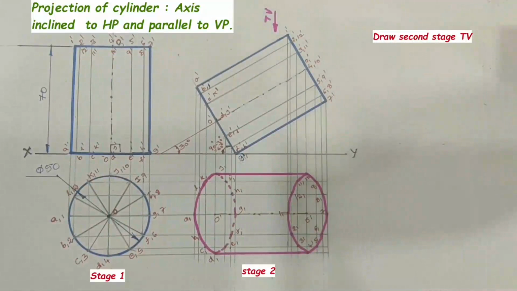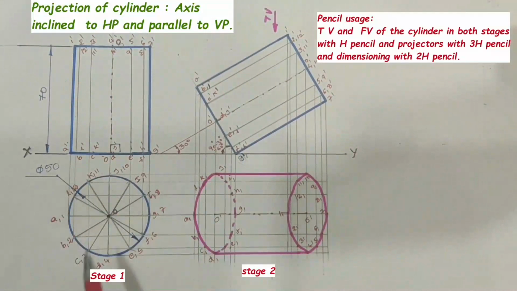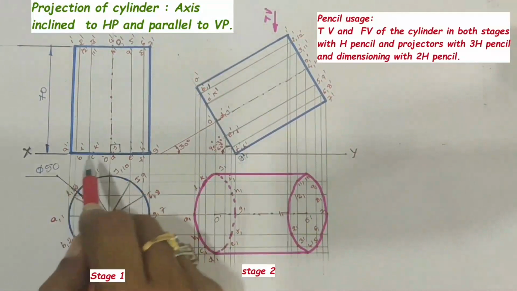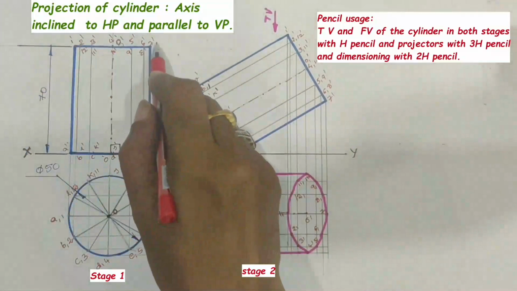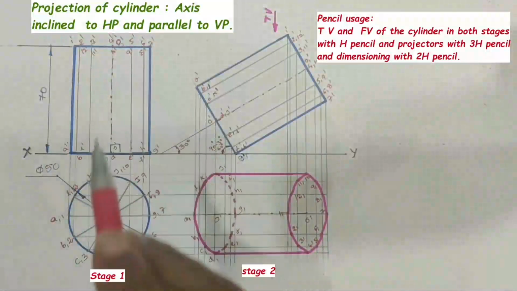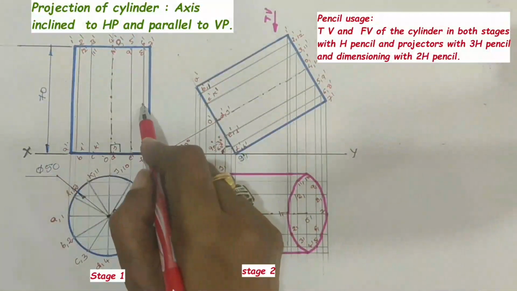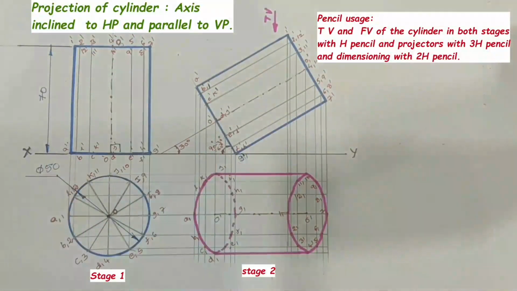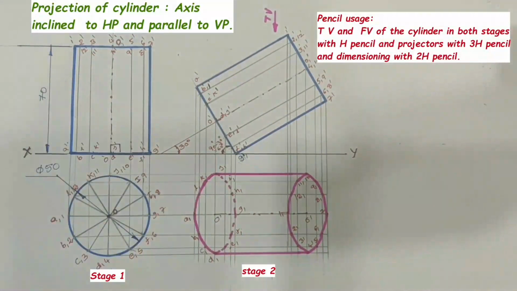Now we'll see the pencil uses. Here the top view of the cylinder, that is the circle, with the H pencil. Two bases of the cylinder, that is A dash to G dash, 1 dash to 7 dash, and extreme generators of the cylinder with H pencil. Inside generators are with 3H pencil. Dimensioning is with 2H pencil.